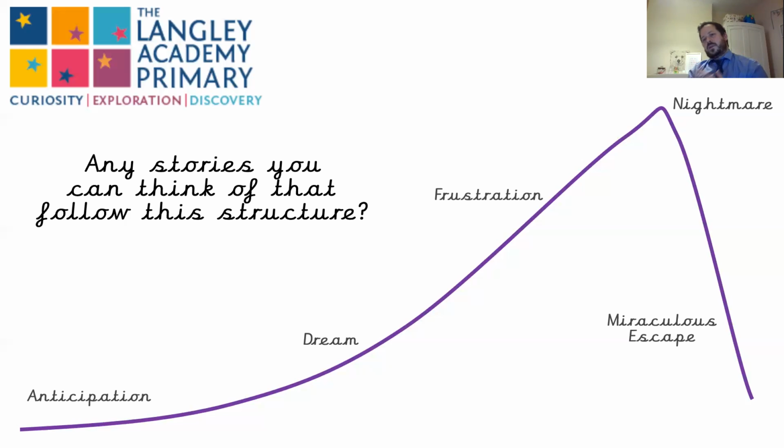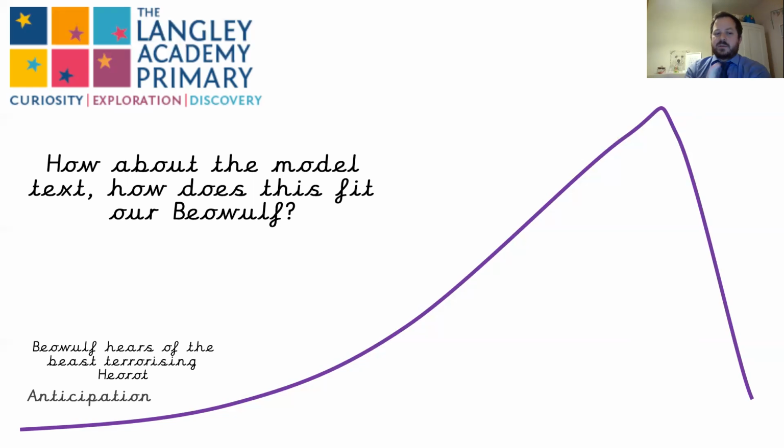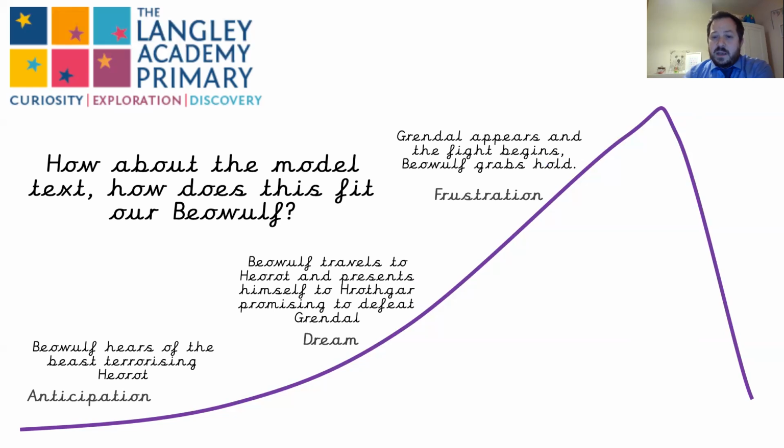Okay, so let's have a look at this in terms of Beowulf. If we link this, how does this fit with our Beowulf? So we have anticipation. We find out that Beowulf hears about the beast that's been terrorizing Heorot for 12 years now. And during his declaration, he travels to Heorot and presents himself to Hrothgar, the king, and promises to defeat Grendel. And they all feel much more at ease because of this. And we get frustration, the beginning of the fight.